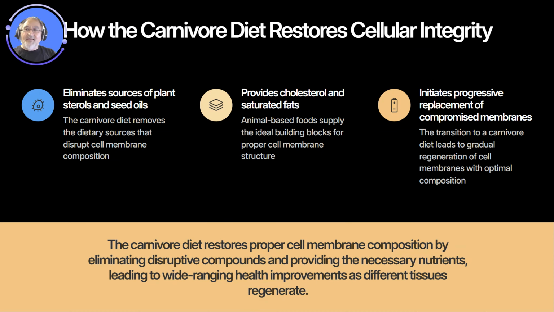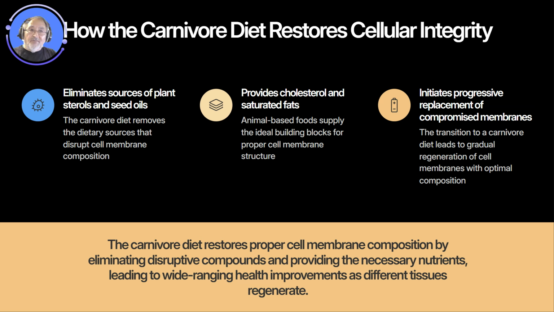How the carnivore diet can help restore cellular integrity. The carnivore diet, or a ketogenic diet made up mostly of animal-based foods, represents a radical departure from modern dietary patterns. Eliminating plant foods entirely removes the sources of plant sterols and seed oils that disrupt cell membranes. Animal-based foods provide cholesterol and saturated fats, ideal building blocks for cell membrane restoration. These nutrients support proper membrane fluidity and function.